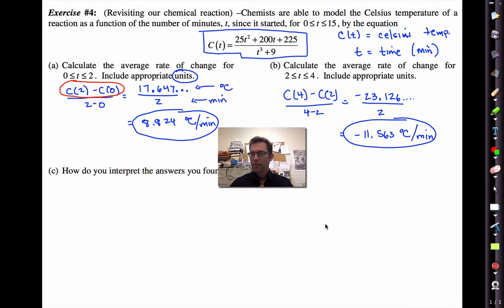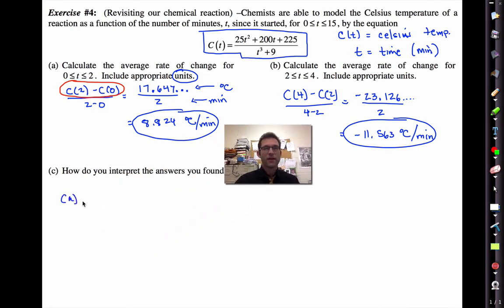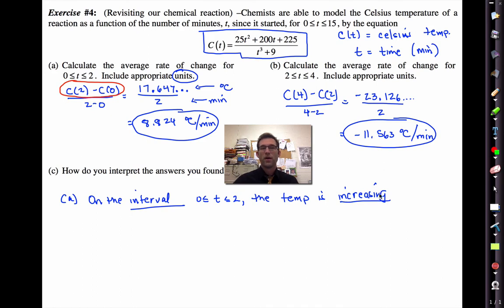All right, let's go through it. I'm going to just label them as A and B. So in A, how do I interpret this? On the interval, very important, on the interval, 0 less than or equal to t less than or equal to 2, the temp is increasing. Again, important word. On average, also important, by 8.824 degrees Celsius per minute.